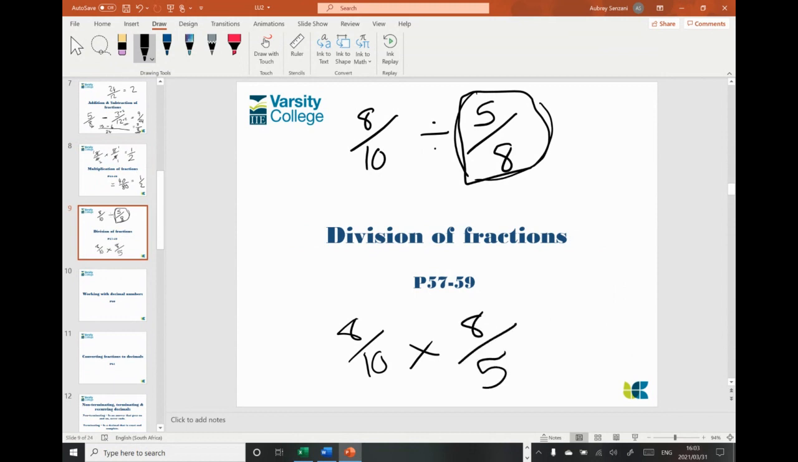Here you can divide by 2, you're going to get 4. Here you can divide by 2, you're going to get 5. So 5 times 5, you get 25. 4 times 8 should get 32. And this you can't simplify. And that's going to be your final answer.